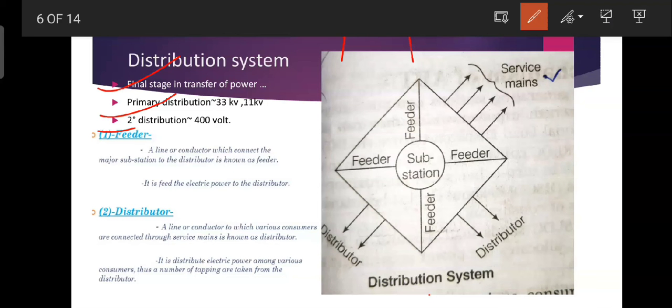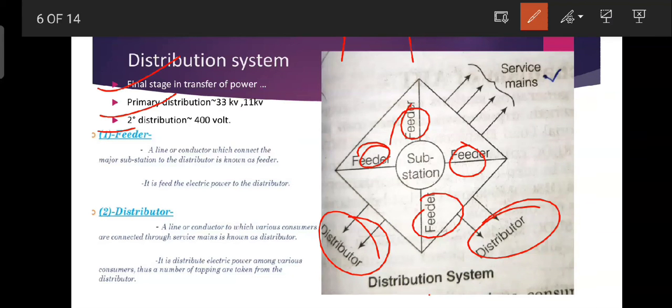So this is our distribution system. The distribution system contains distributors, those are the distributors, those are the feeders, and this is our substation. What is the role of the substation? The substation's role is to distribute all this power to the distributors and to distribute the load. And this is the service mains. Here, the generated electricity will come.